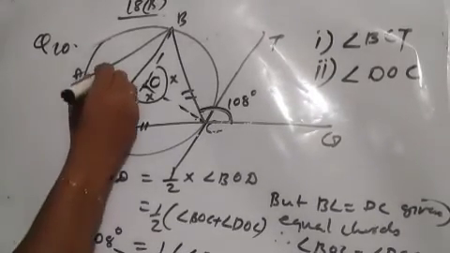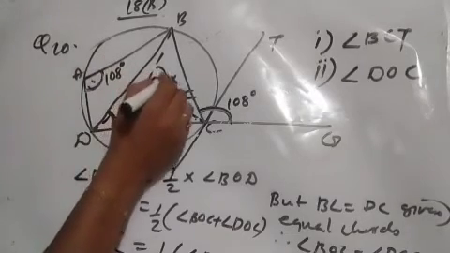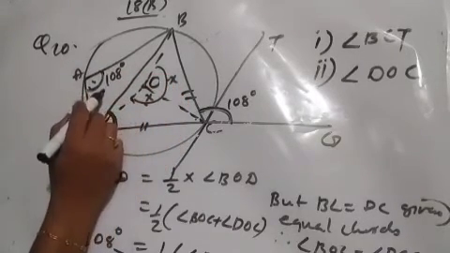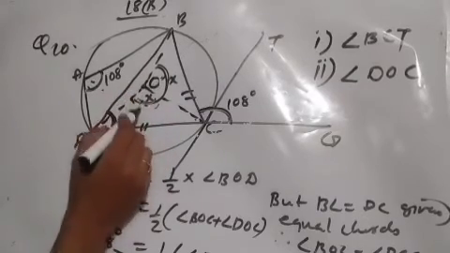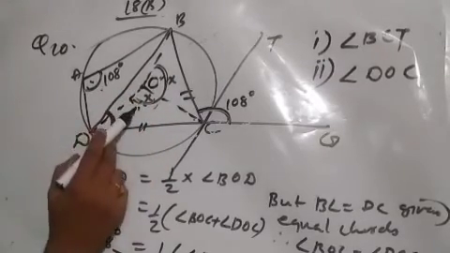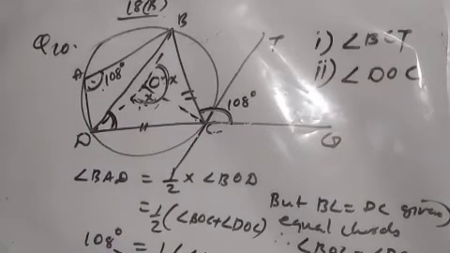Understood this problem? This portion is 108 and these two are equal. 108 divided by 2 gives this BOD, or they are equally divided. That means 108 and 108. Understood this problem? So we have to apply the theorems that we have learned in the chapter circles and tangents.